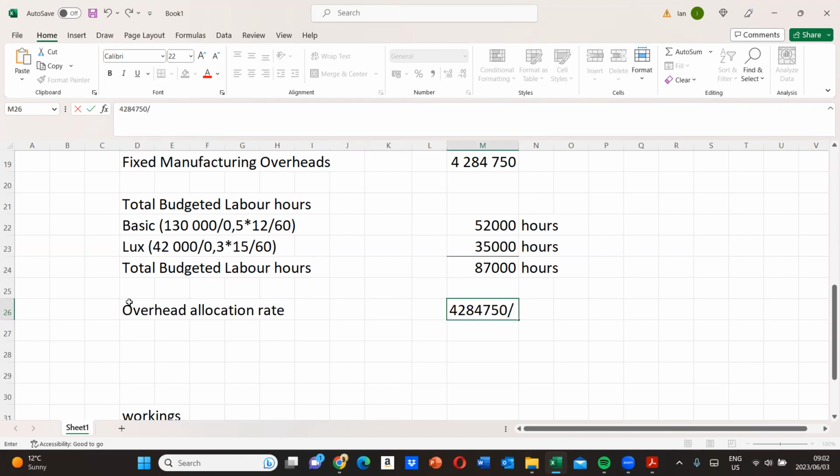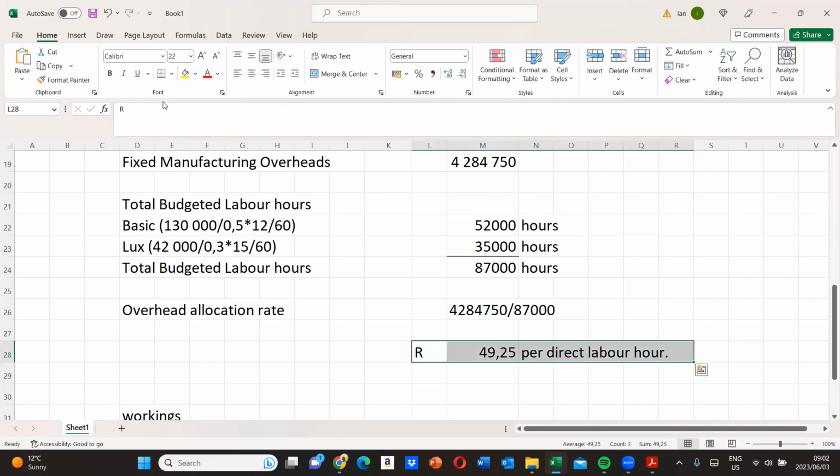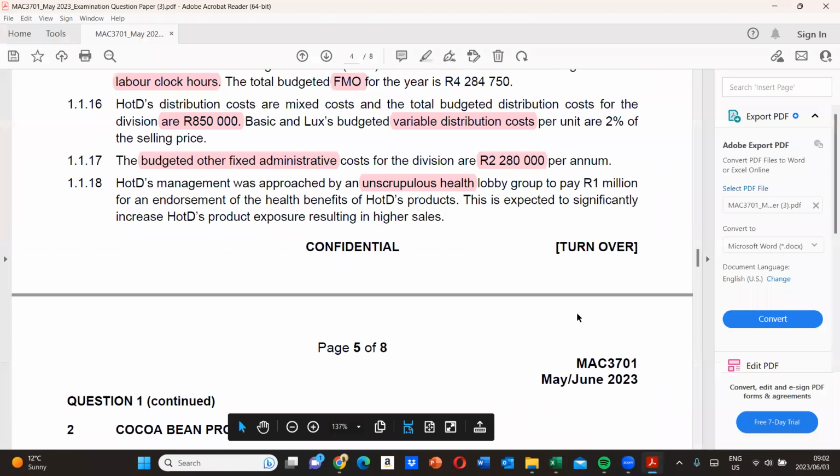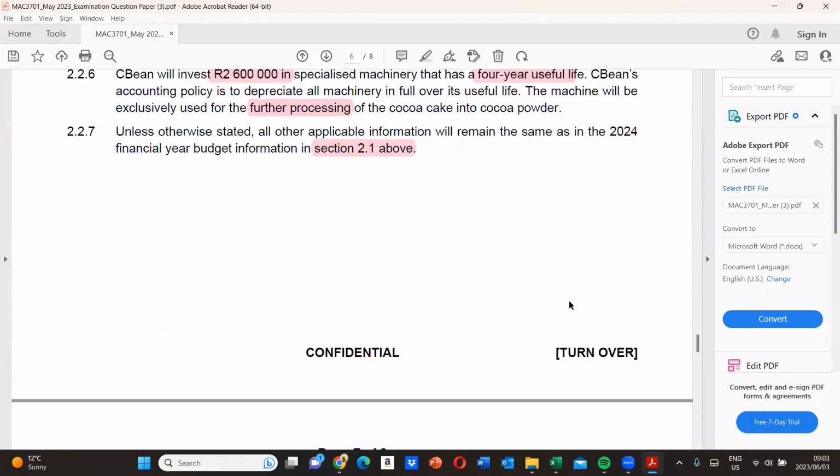So we're going to divide the fixed cost, right, which is 42,847.50 divided by 87,000. Right, so it will give us 49 rand. So our absorption rate is 49 rand per direct labor hour. Right, so basically that is how we could have done that part. Let's proceed now to the next one. But before we go, is there any question or is there anywhere that you feel like you are lost?